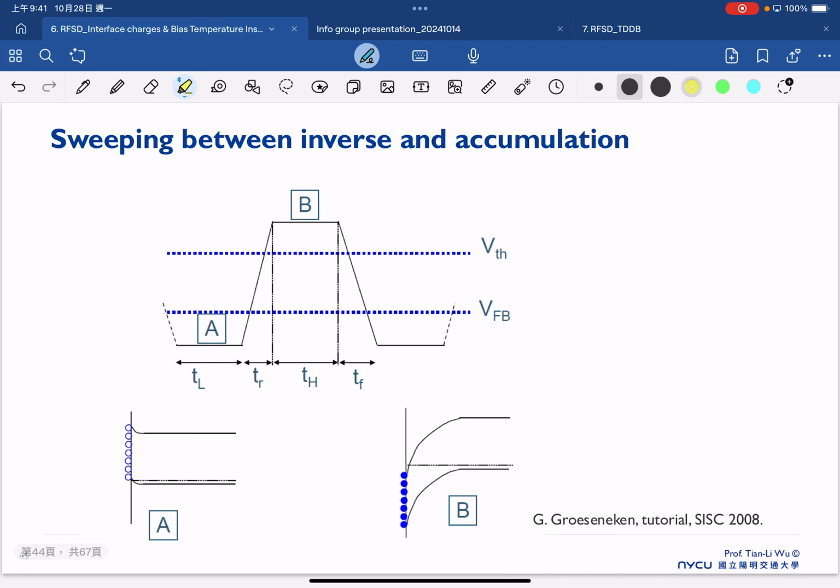Since we have to apply the gate pulse, we have to make sure the gate can be applied with a pulse waveform like the one shown here. We have two phases, A and B. Now I believe everyone probably already knows what the flat band voltage and threshold voltage mean. Usually we apply the gate bias in the beginning below our threshold voltage. In this case, it is below our threshold voltage, which means at this moment the MOS device or MOS capacitance is biased in accumulation.